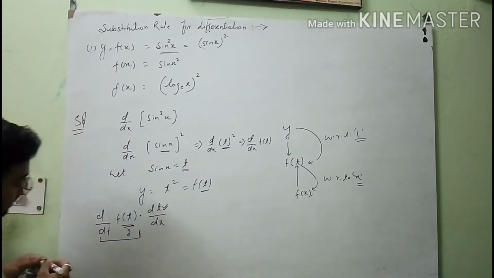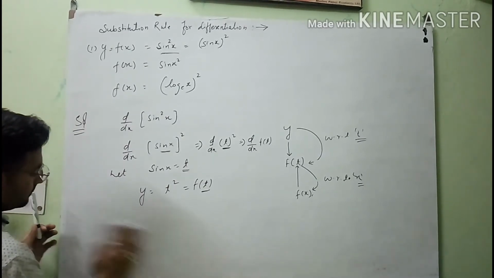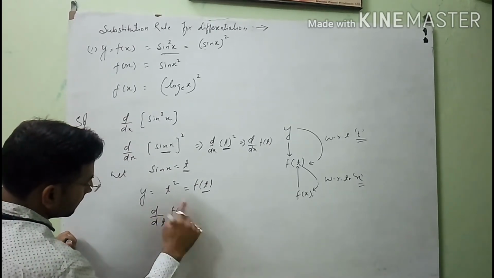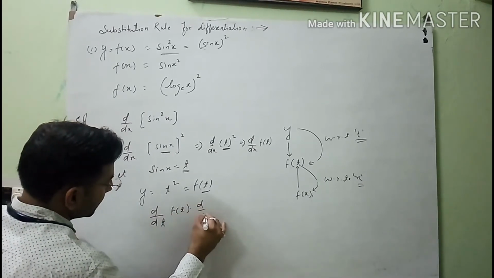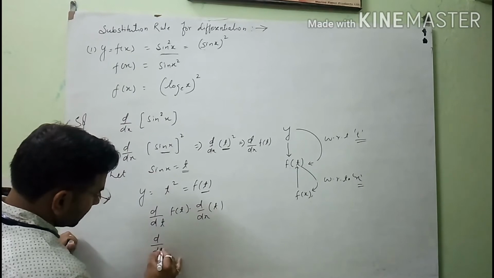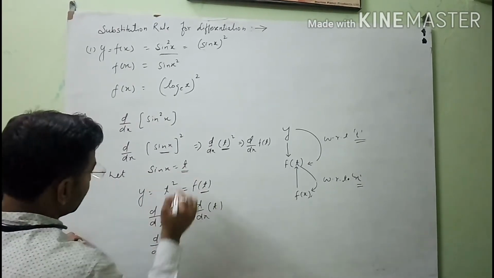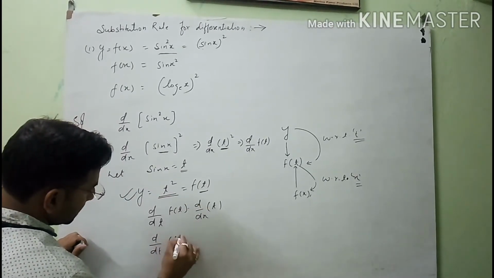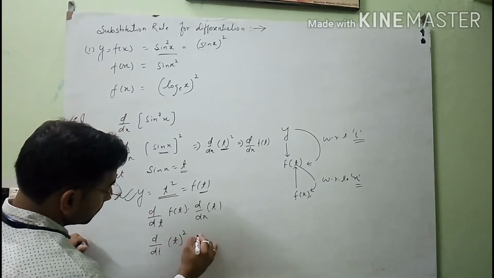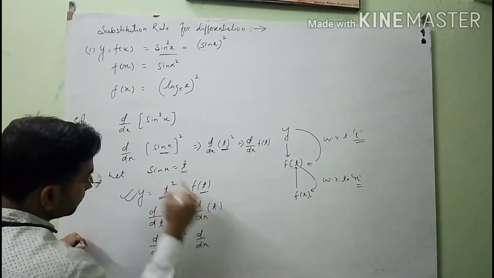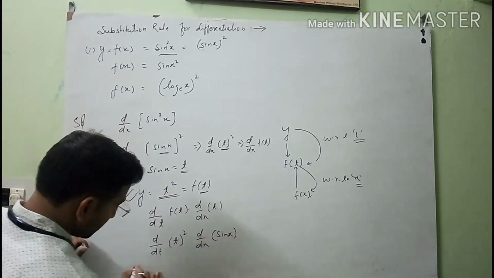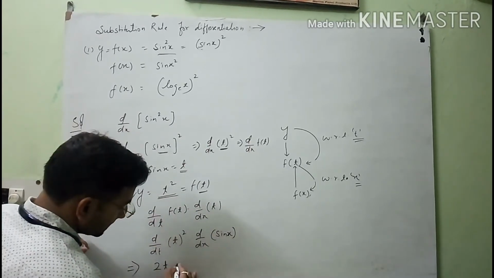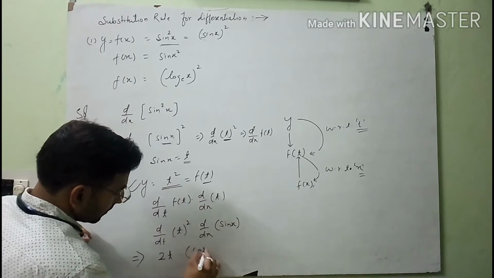So see what will come here. d/dt of f(t) into d/dx of t. d/dt of f(t), you know that now it is t square, so you will use this into d/dx of t, and you know that t is sin x. So the differentiation of t square is 2 into t, that is 2t, by the previous formulas, into d/dx of sin x, which is cos x.